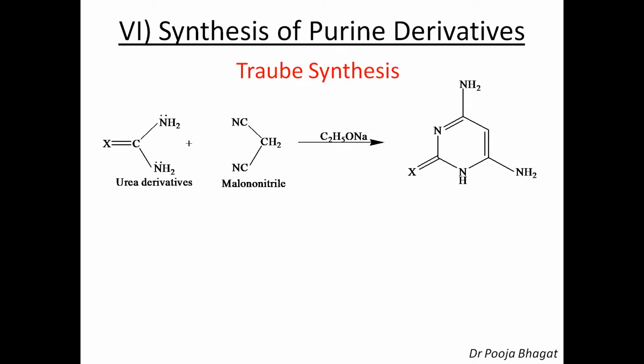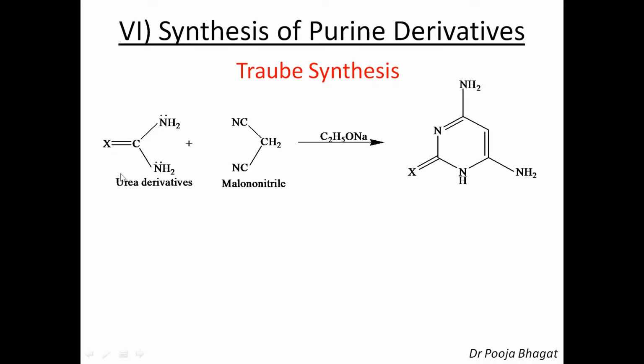Now this is the sixth method to synthesize the purine derivatives and it is a Traube synthesis. This synthesis is again very important because this method you can use to synthesize any type of purine derivatives. And here the starting material, again you can see it is the first strategy which we have discussed. Here we are taking urea derivatives and here we are taking 3 carbon compounds with electrophilic groups at the first and the third position.